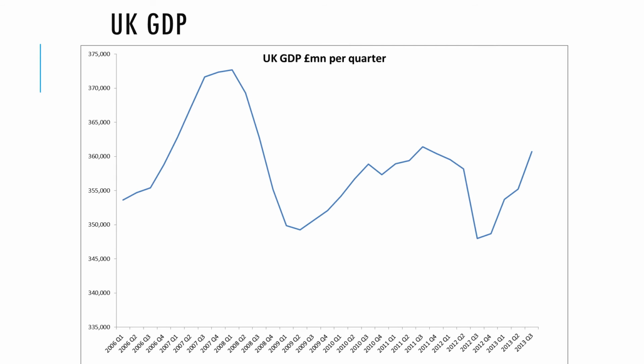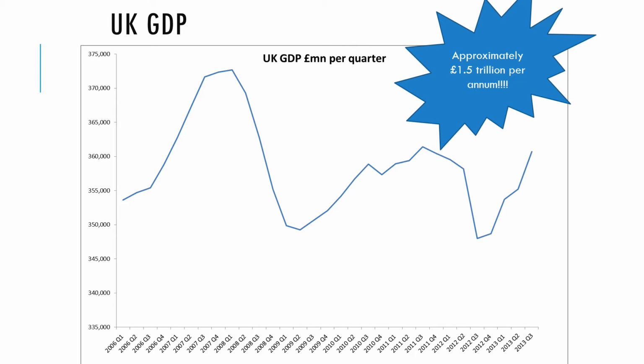So let's look at UK gross domestic product. And if we look at the value of the final market goods and services produced in the UK in a year, this line shows us what we get. And what you might start to see is there's a bit of a trend to it. Sometimes it's falling, sometimes it's rising. If you were to add it together and find out what it is in a year, you're looking at about £1.5 trillion per year. A huge, huge number.